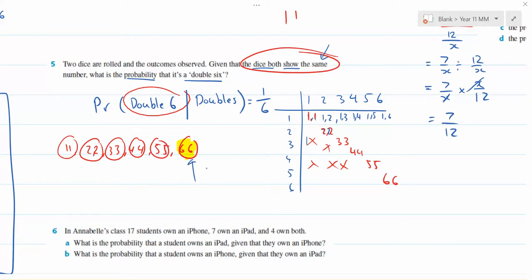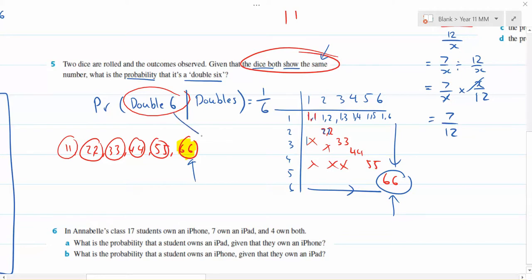Whereas if I didn't tell you that you already had a double, then the chance of you getting a 6, 6 would have been one possibility out of a total of 36, because you don't know what possibilities you could get. So you don't narrow down the sample space or the possibilities. Okay, so that's what conditional probability does.